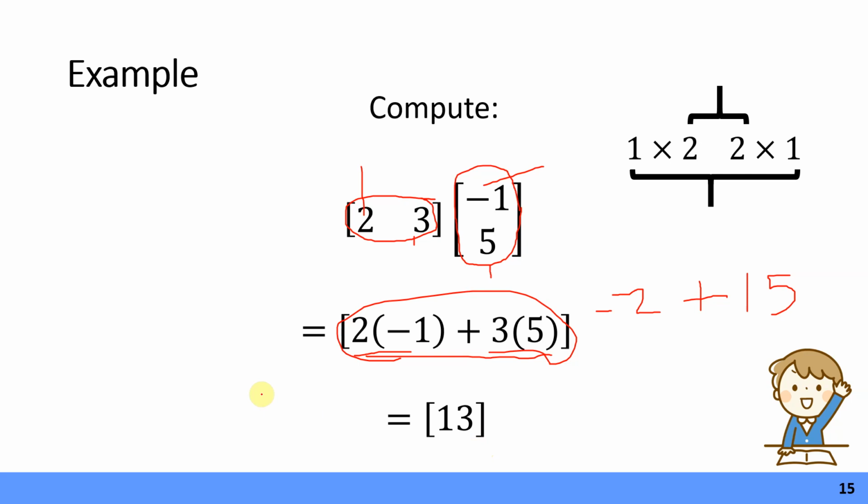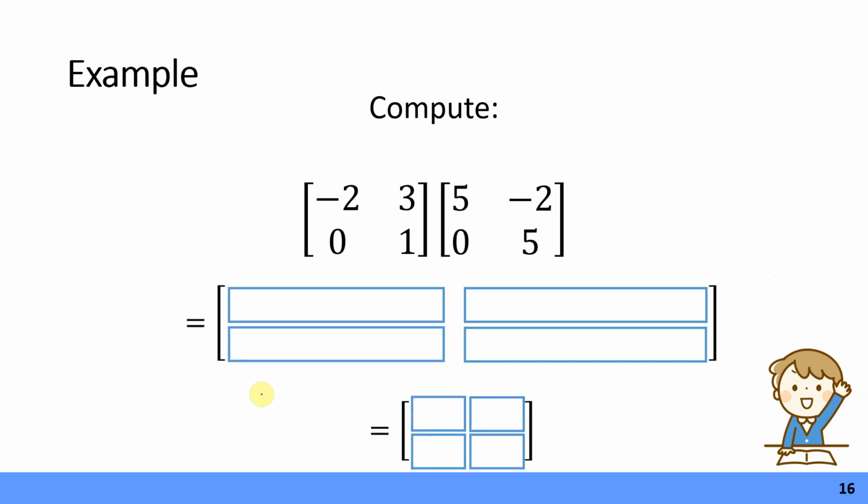Okay, so I'm hoping that kind of made sense, because now we're going to jump into a little more intense problem. So don't freak out, but let's go ahead and try this one. Before you do anything, let's check if they're compatible, because maybe they're not and we don't have to do anything. This one has 2 rows, 2 columns. So this one's a 2 by 2. And this one has 2 rows and 2 columns. So this one's actually also a 2 by 2.